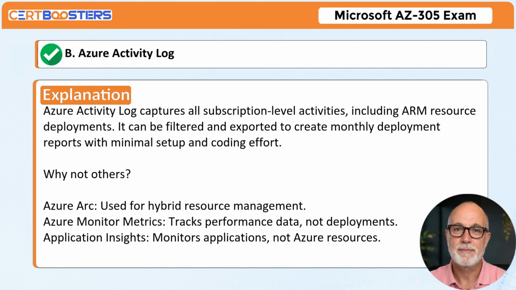Azure Activity Log. Explanation: Azure Activity Log captures all subscription-level activities, including ARM resource deployments. It can be filtered and exported to create monthly deployment reports with minimal setup and coding effort. Why not others? Azure Arc, used for hybrid resource management. Azure Monitor Metrics, tracks performance data, not deployments. Application Insights monitors applications, not Azure resources.